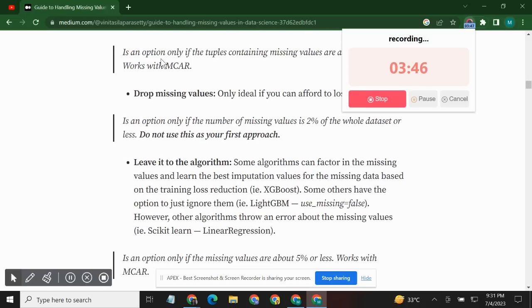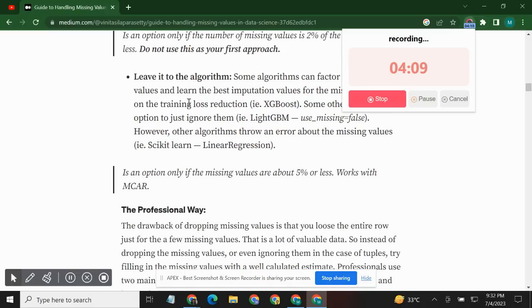Leave it to the algorithm. Some algorithms can factor in the missing values and learn the best imputation values for the missing data based on the training loss reduction, i.e. XGBoost. Some others have the option to just ignore them, i.e. LightGBM, use missing false. However, other algorithms throw an error about the missing values, i.e. scikit-learn linear regression. It is an option only if the missing values are about 5% or less. Works with MCAR.